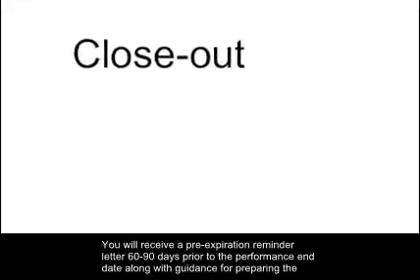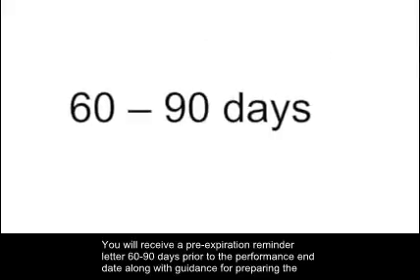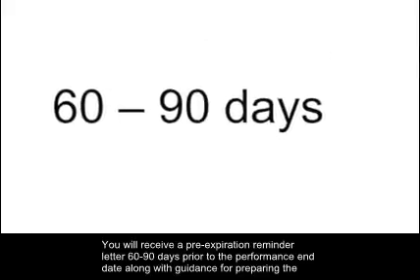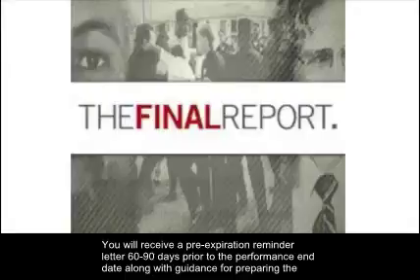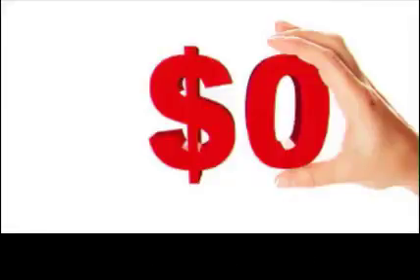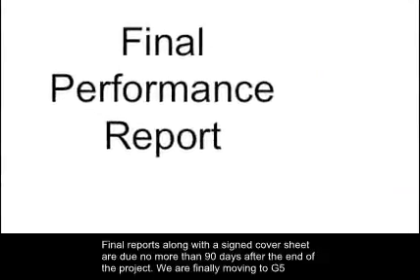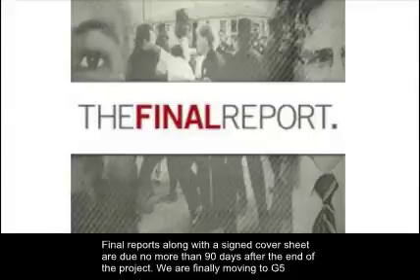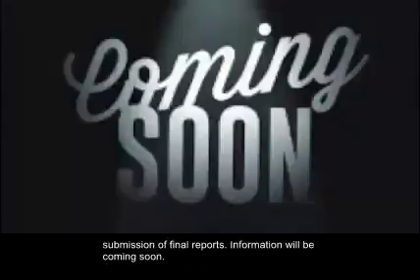You will receive a pre-expiration reminder letter 60 to 90 days prior to the performance end date, along with guidance for preparing the final performance report. A zero balance is expected by the end of the liquidation period. Final reports along with a signed cover sheet are due no more than 90 days after the end of the project. We are finally moving to G5 submission of final reports. Information will be coming soon.